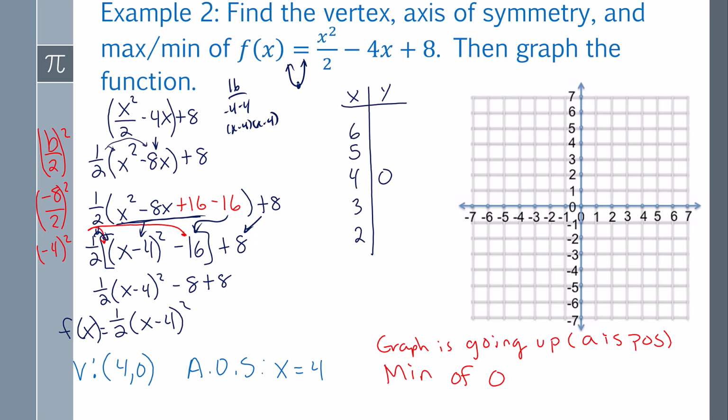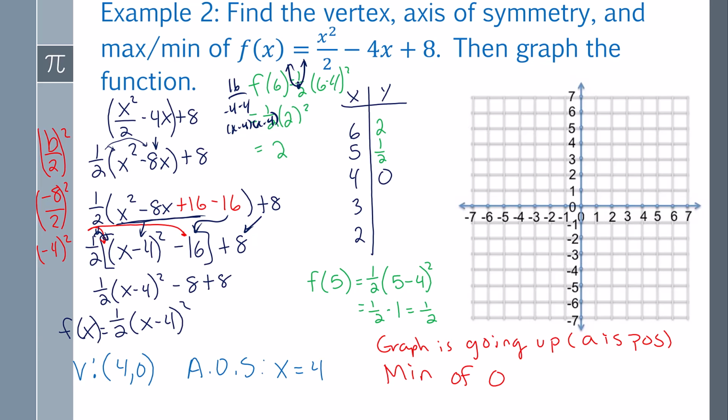Now to graph it, we create our chart again. I have my vertex, which is 4, 0. Pick numbers to the left, pick numbers to the right. And then you can start plugging in numbers. So if I plug in 5, you're going to get 1/2. If I plug in 6, you're going to get 2. Now I can mirror it because we know it's symmetric.